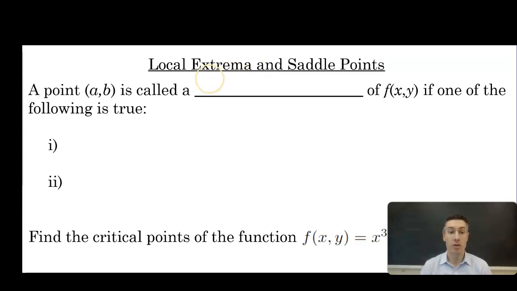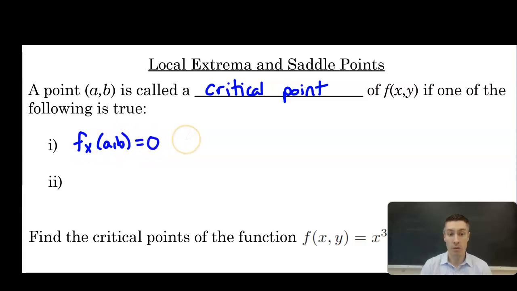So a point (a, b) is called a critical point of a two-variable function f of x, y, if one of the following is true. The first thing that could be true is that the first order partial with respect to x at the point (a, b) is equal to 0, and the first order partial with respect to y at that same point is also equal to 0. This is essentially the extension of setting the first derivative equal to 0 to find any critical points. We have two first order partial derivatives now, so we have to set both of them equal to 0.